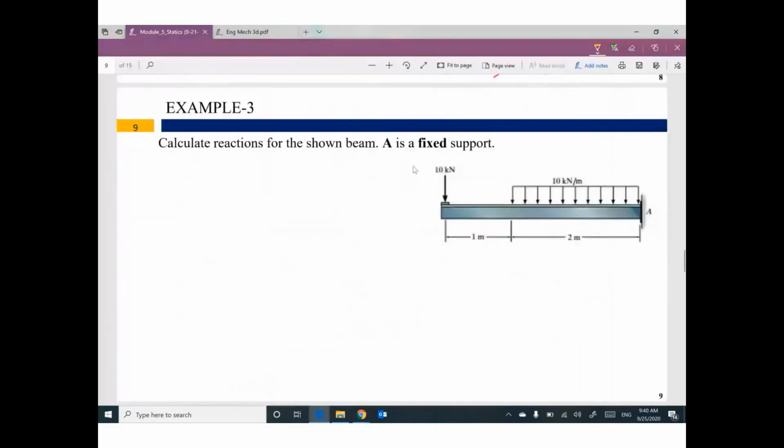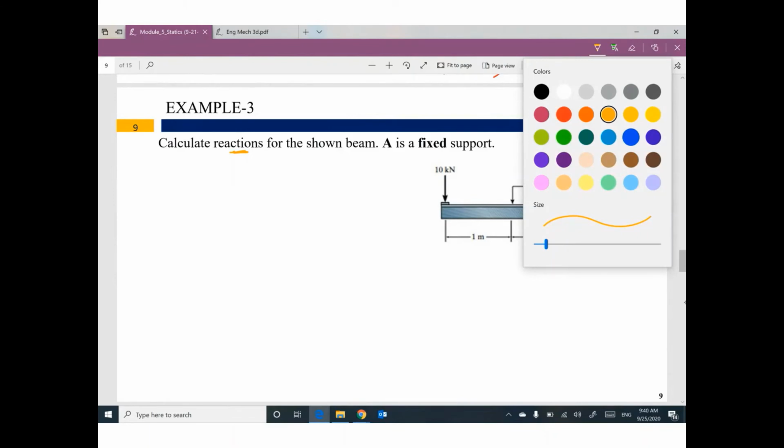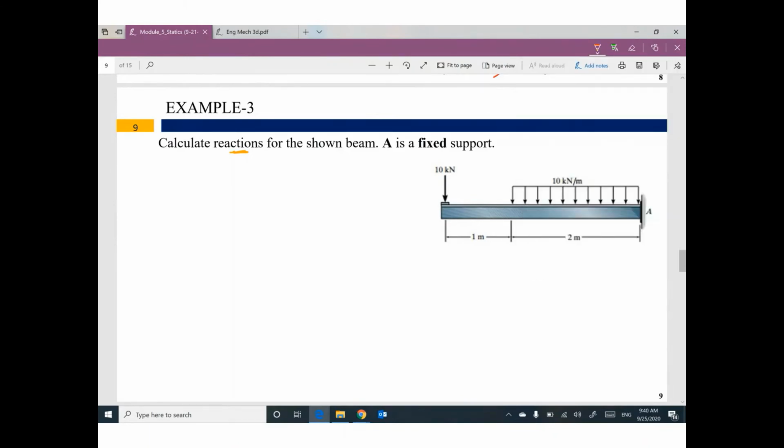So we have example number 3. We have a beam and we are looking to calculate the reactions. How many supports do you have? Actually, we have only one support at A, which is fixed.